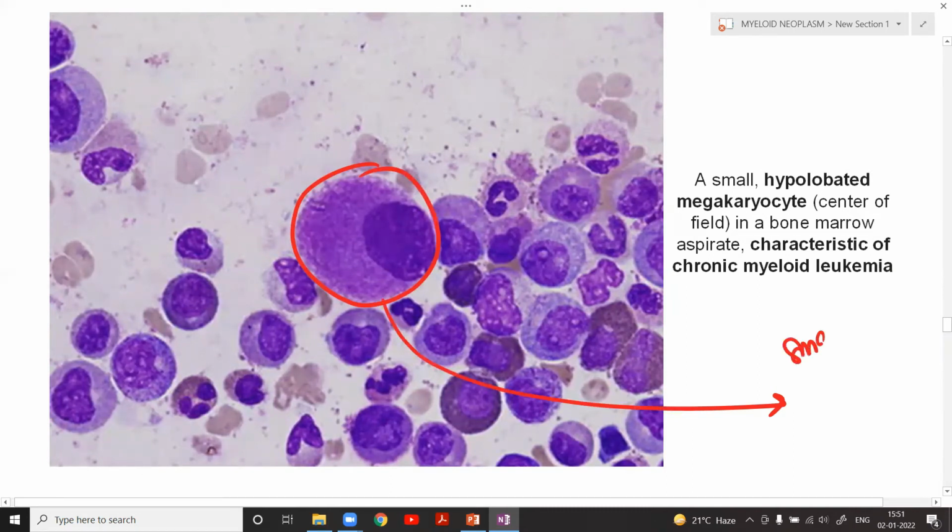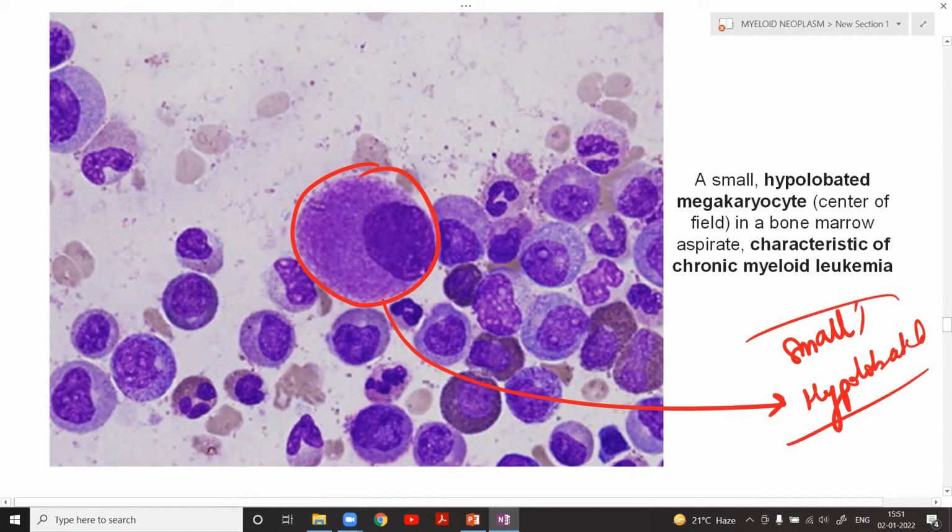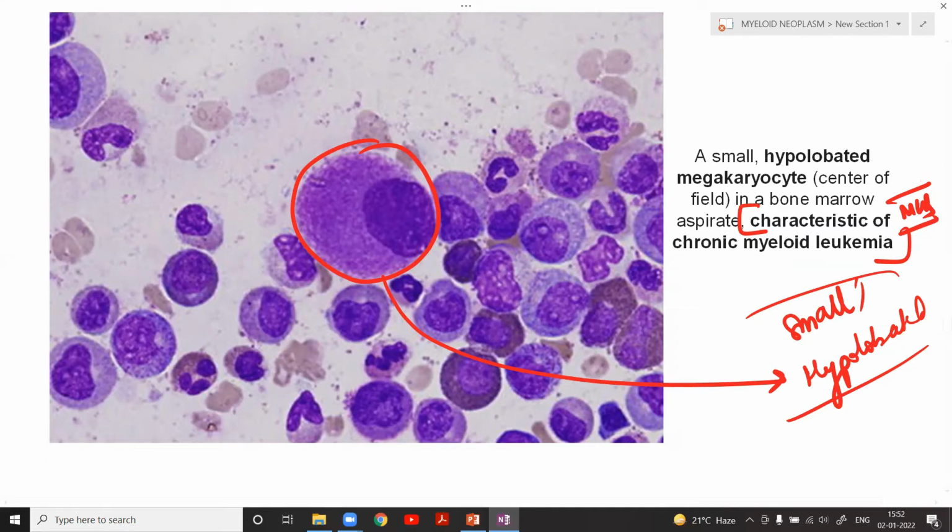It is small, it has no lobation, it is hypolobated. 99% of you will fail to write this point in your answer. I'm telling you from now. This question was asked several times in AIIMS also in the last 2-3 years. A small hypolobated megakaryocyte is the most characteristic feature of CML. This is a very, very important finding that you should not miss out.